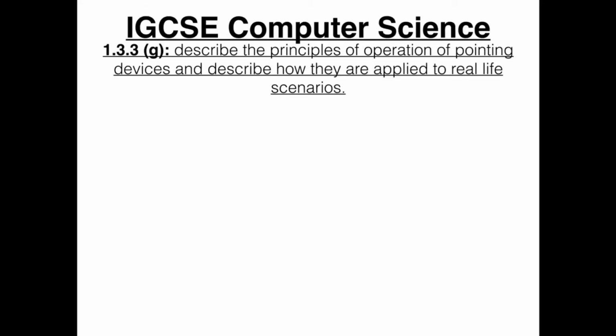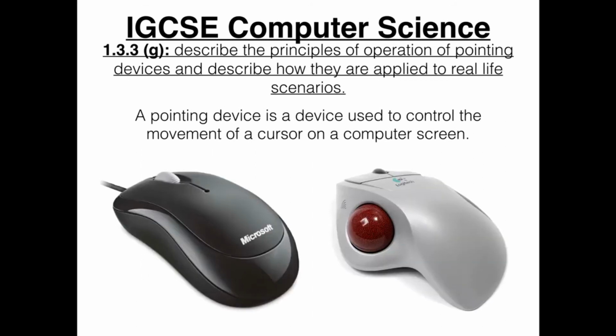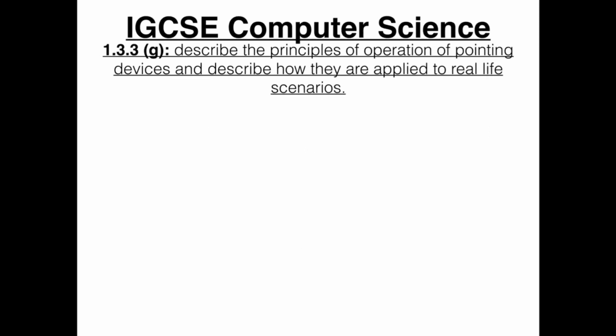IGCSE Computer Science, syllabus statement 1.3.3g: describe the principles of operation of pointing devices and so on. Anyway, a pointing device is a device used to control the movement of a cursor on a computer screen, like I'm doing now. The pointing device I'm using is a touchpad. Some other pointing devices include mice and tracker balls. We don't usually use tracker balls, but we'll talk about how they are still used for some applications.